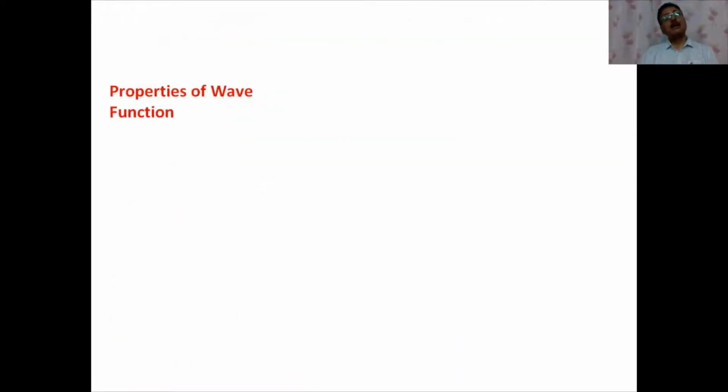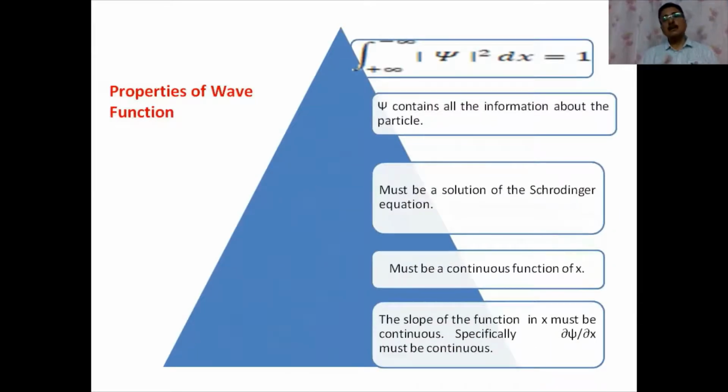Now, what are the properties of the wave function? We have seen that it is a complex quantity. We have seen that it has the same speed as the speed of the particle. We have seen that a wave group represents a wave associated with a moving particle. The wave function psi is a complex function. So what are the properties of this wave function psi? Number one, psi must be a solution of the Schrödinger equation that we will come to a little later. It must be a continuous function of x.